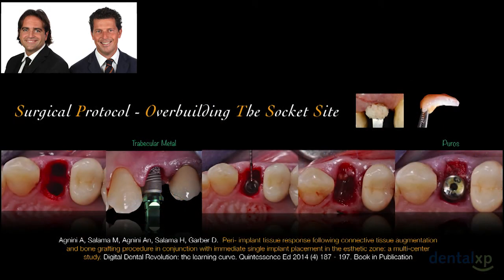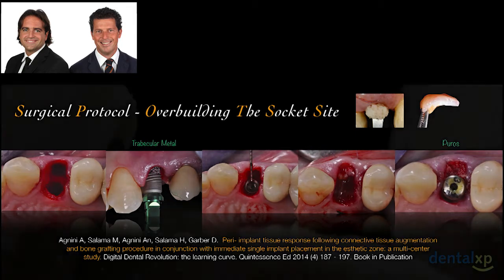This is the surgical protocol we have been using with this type of case during the last 3 years. It provides, after a minimally invasive extraction and a flapless implant procedure, an overbuilding of the socket site by placing a connective tissue graft taken from the palate and a dual zone bone grafting with Puros into the socket to avoid any collapse of the buccal lingual contour at the end of the treatment process.